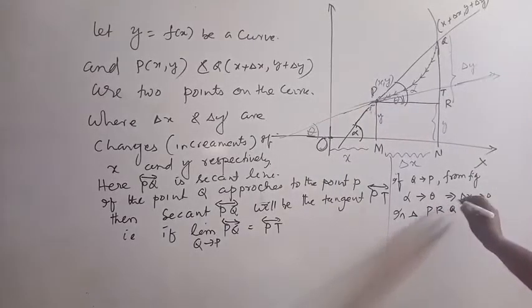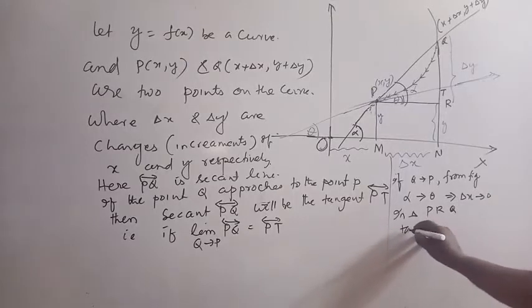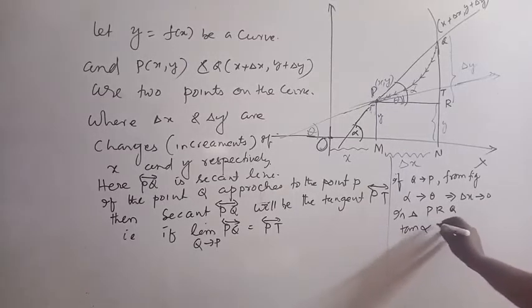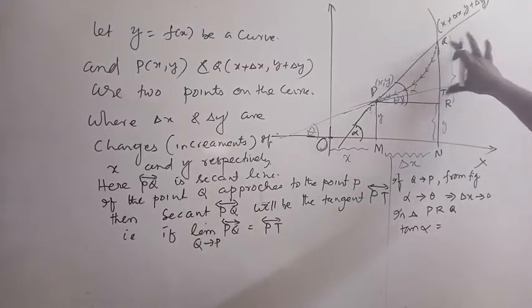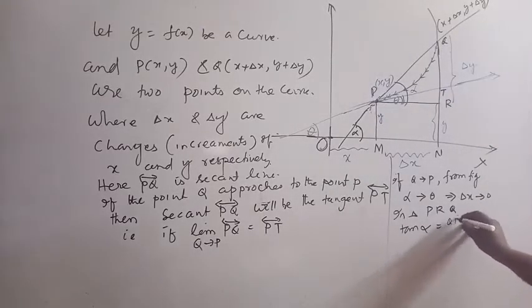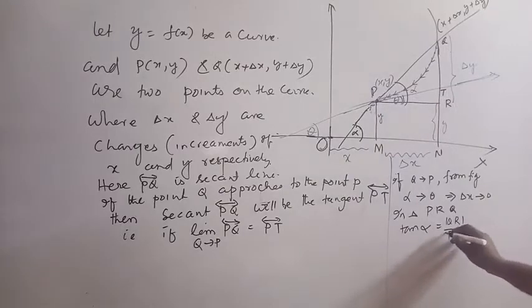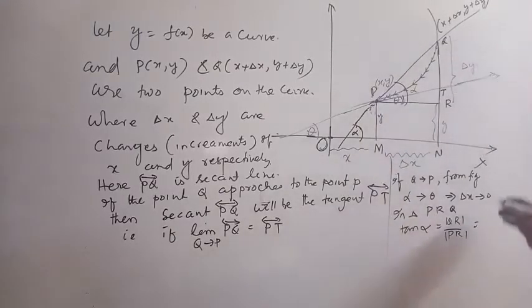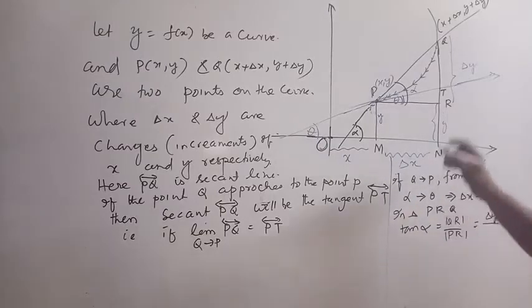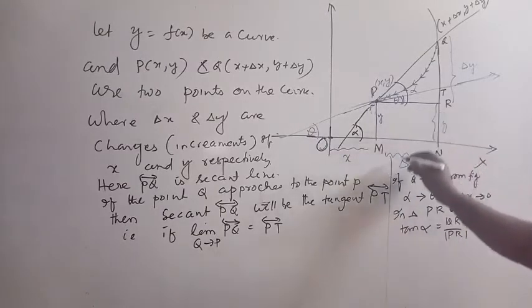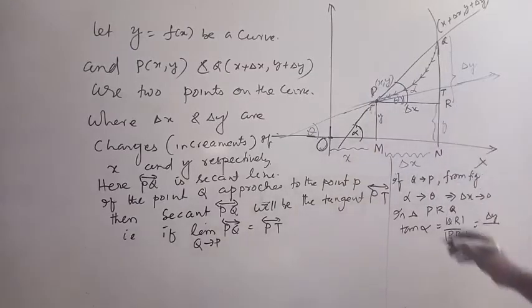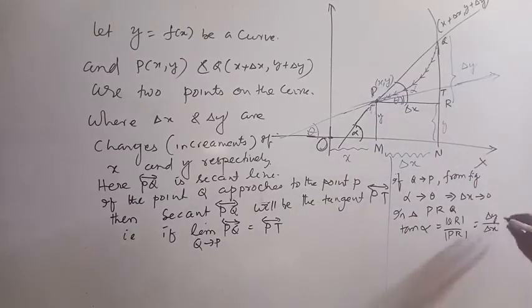tan alpha is equal to what? Tan alpha is equal to QR divided by PR. So PR is equal to delta x, and QR is equal to delta y. So delta y by delta x.